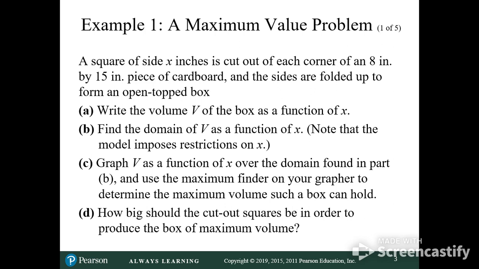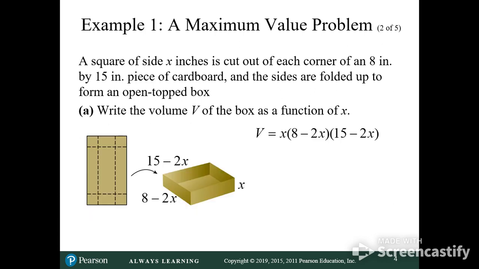Now, usually, but not today, we do a maximum value problem where I have a piece of paper and I'm going to fold it into a box. What's the maximum volume of the box? What should I cut off of each corner? You cut off these parts, each X by X. The piece of cardboard was originally 15 on this side by 8 this way. You cut off these and then you fold up the sides.